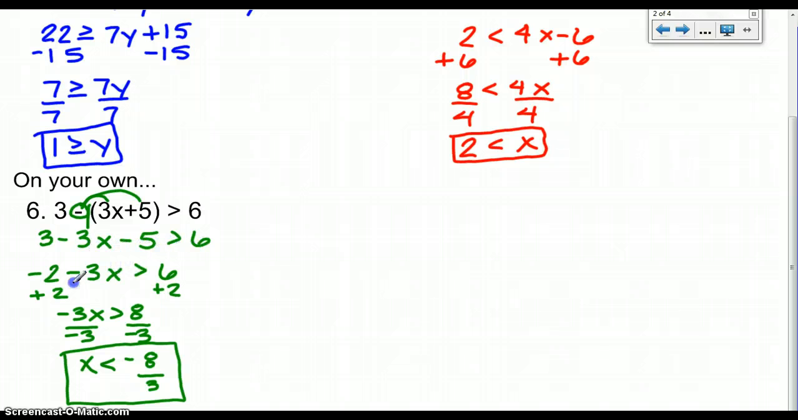So then we combined like terms, and then we added the 2, and then we divided by a negative 3. And when we divide by a negative 3, the sign changes. So we get an answer of x is less than negative 8/3. We're going to move on.